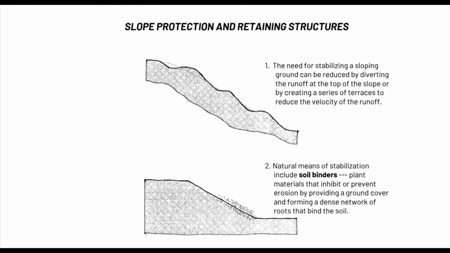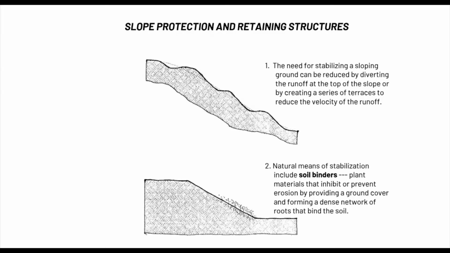I would just like to run through how elevated or slope surfaces can be treated to minimize damage sa upland and also sa lowland, of course. So, the need for stabilizing a sloping ground can be reduced by diverting the runoff at the top of the slope by creating a series of terraces to reduce the velocity of the runoff. So, self-explanatory, mas mabagal ang daloy ng water o kaya ng lupa if there is a terrain similar to the terraces. So, kapag terrace siya o kaya may curves na ganyan, mas mabagal ang flow ng elements.